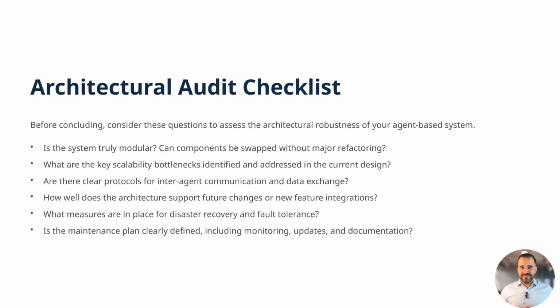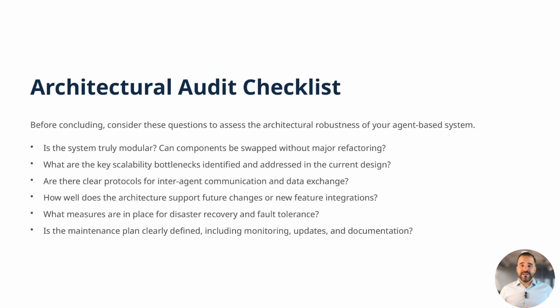Evaluate your system's modularity by verifying that each component adheres to well-defined interfaces and can be replaced or upgraded independently, requiring minimal code changes elsewhere. Conduct targeted load and stress tests to pinpoint scalability bottlenecks, such as uneven workload distribution or resource contention, and apply strategies like sharding or dynamic resource allocation to alleviate them. Establish clear, standardized protocols for inter-agent communication, defining message formats, error handling routines, and retry policies to ensure reliable collaboration under varying network conditions.